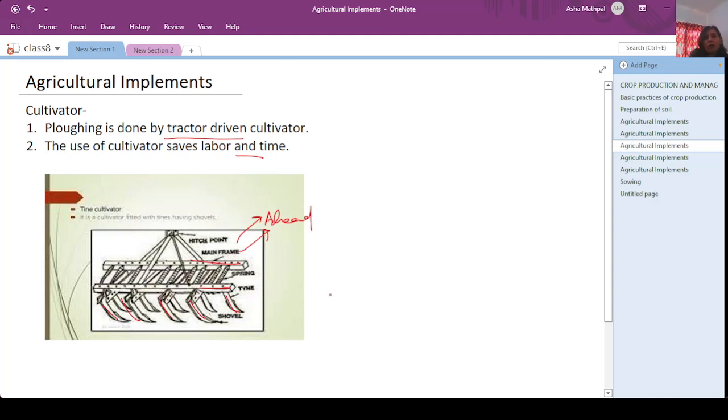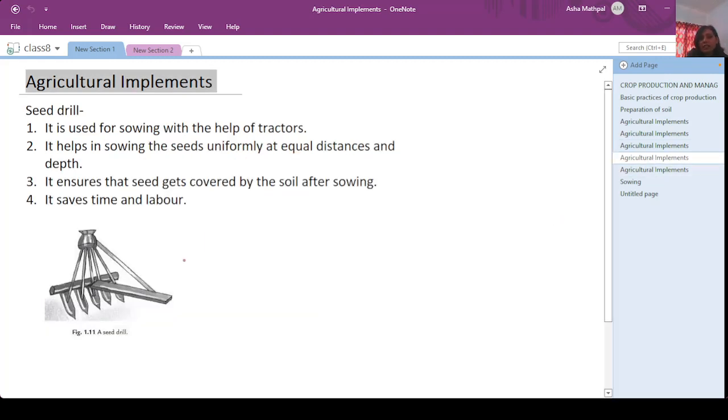Even sometimes there are multiple functions which are achieved using the cultivator machines. Then next is a seed drill. Seed drills always have a funnel shaped end here. These are the funnel shaped ends.